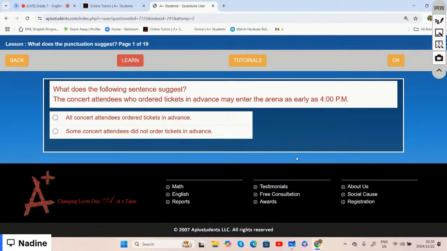And if we were to choose the correct option, this is not restricted by any commas, and it means that some concert attendees did not order tickets in advance. Especially since they're saying the concert attendees who ordered tickets in advance may enter as early as 4 p.m., which means that if you did not book any tickets online, you need to stand in the line from 4 p.m. and buy your tickets.